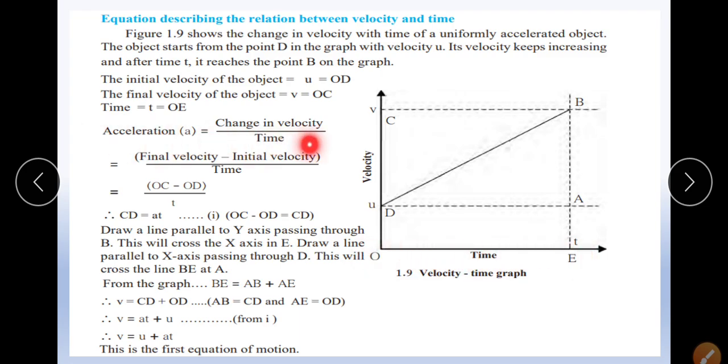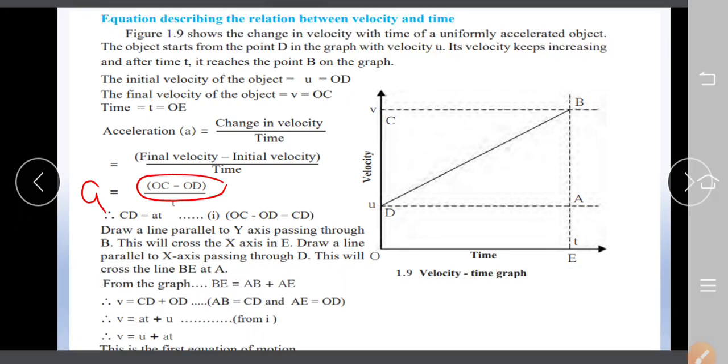Acceleration is equal to change in velocity upon time. There is a change in the velocity: final minus initial velocity, v minus u. So v is OC, u is OD. So OC minus OD upon t. OC minus OD comes out to be CD. So in place of OC minus OD, you can write CD. And for your convenience, I write acceleration as a. So it comes out to be CD is equal to at.